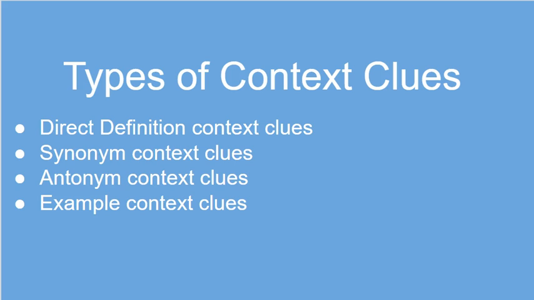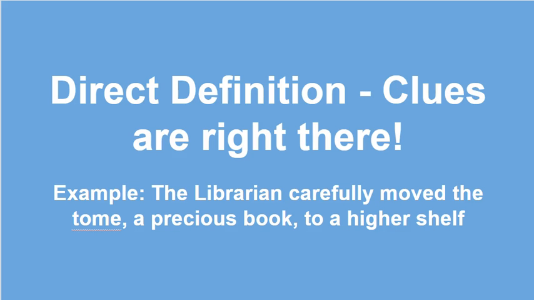Today we're also going to look at 4 other types of context clues. We're going to look at direct definition, synonym, antonym, and example. Let's get started. The first one we're going to look at is direct definition. Those clues are right there. Please pause the video and write down direct definition for the clues are right there, and write down the example that I have here as well.